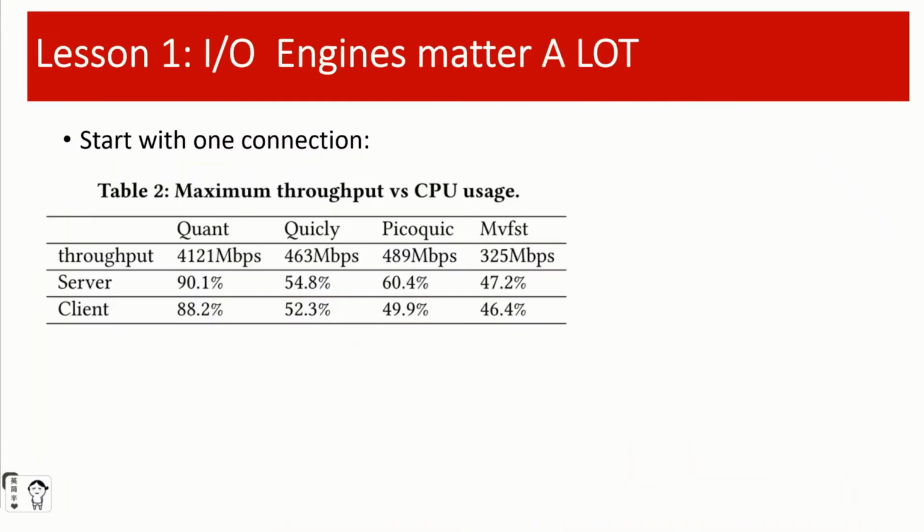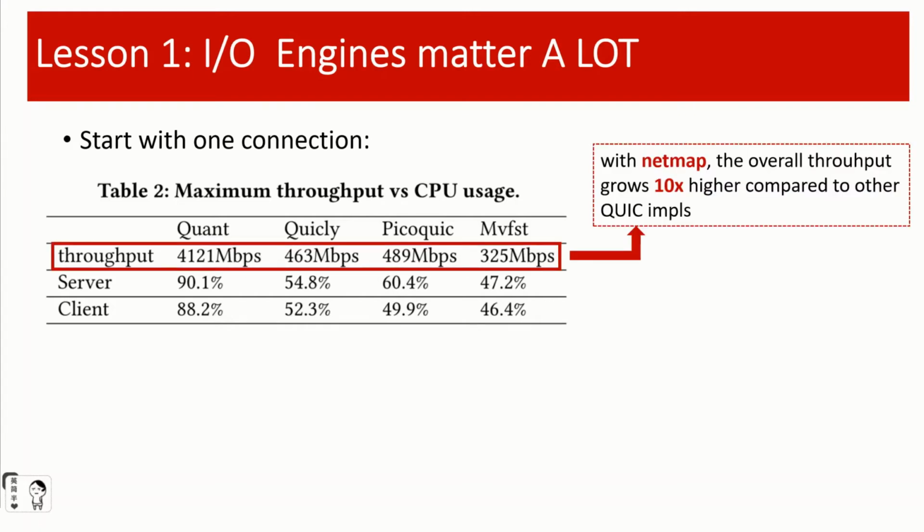So here are the results we got. The lesson 1 we got is that the I/O entries matter a lot. Let's start with just one connection. If we look at the throughput, we will find that with NetMap patched, the overall throughput of Quant is 10 times higher compared to other QUIC implementations.